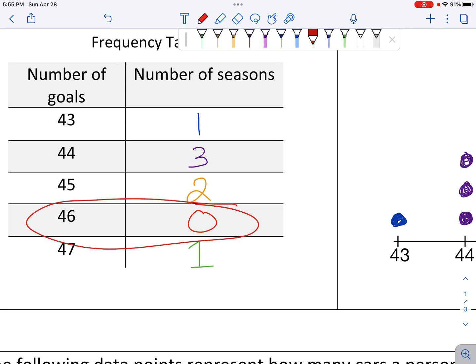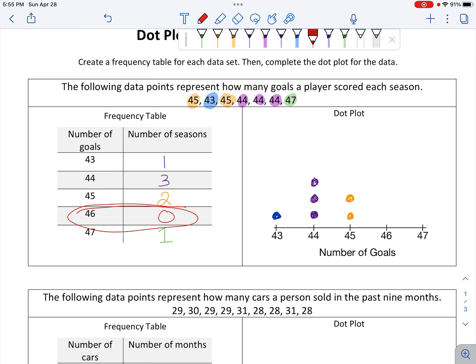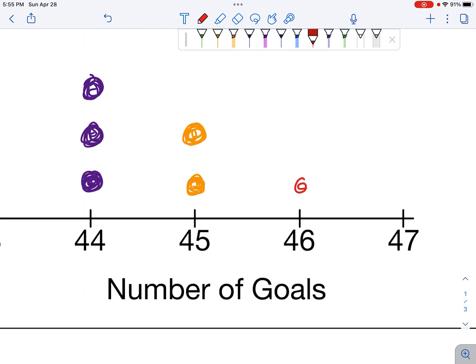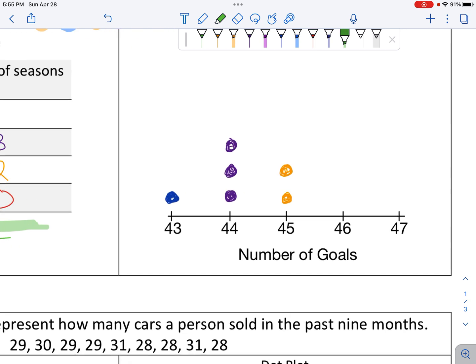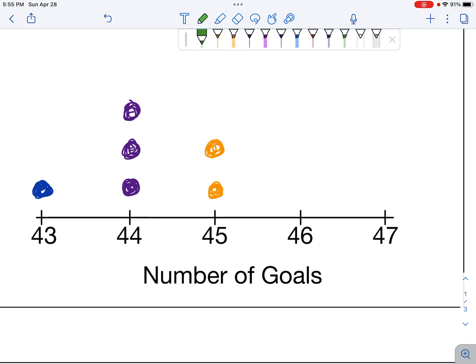46 goals didn't even happen one time. So I'm just going to keep this one blank. I'm not going to put one here. Don't do that, because it didn't happen at all. We're going to leave it blank. And then the last one, 47 goals happened one time. So above 47, again, I want roughly the same size dot. There you go, right there.